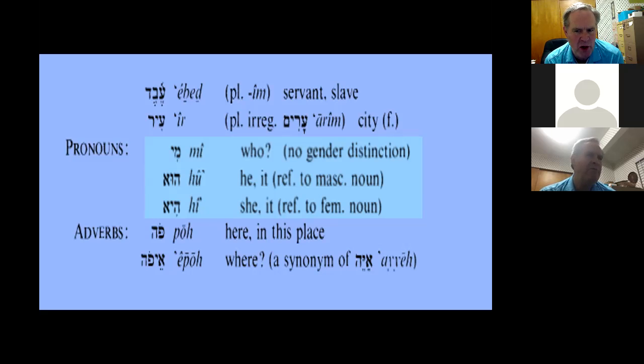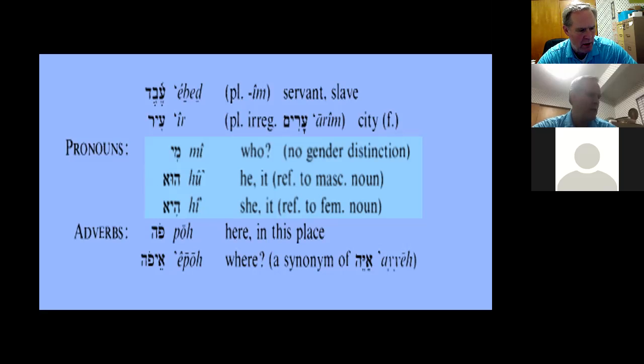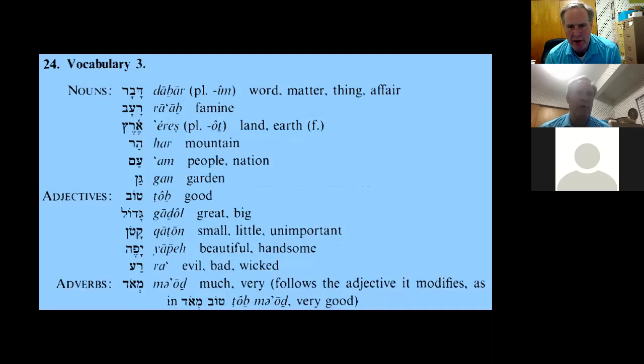For adverbs, we have po, which means here, in this place. And we have eifo, which means where. That's a synonym of ayeh. Ayeh. Can you hear me any better now? Yes. Hopefully, yes. Okay, my iPad came back on right now, so that's good. Okay, that was chapter 2's vocabulary. Here's chapter 3. This is new to you.